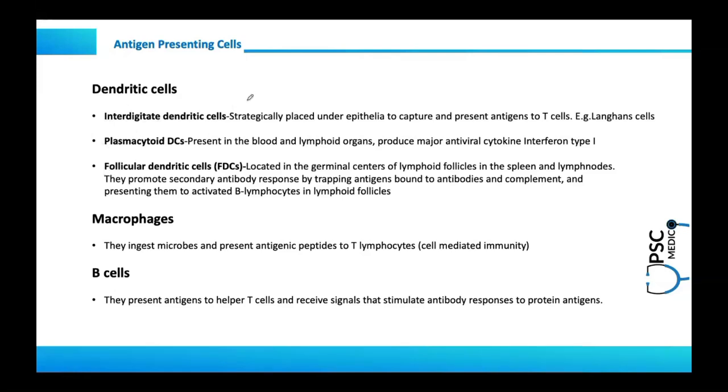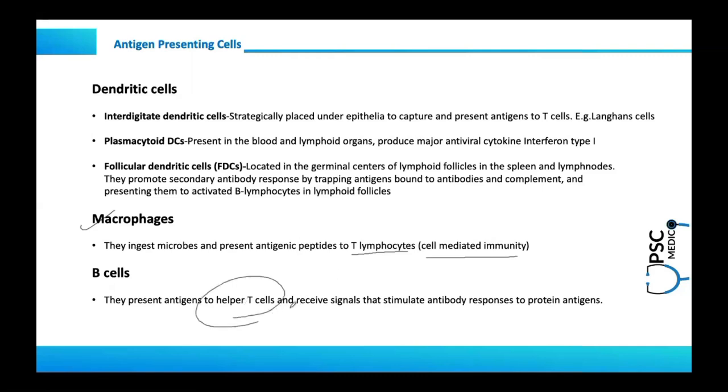So this is follicular dendritic cells, and we're done with interdigitating and plasmacytoid dendritic cells, as we're discussing the different cells of the immune system. And macrophages ingest microbes and present antigenic peptides to T lymphocytes.